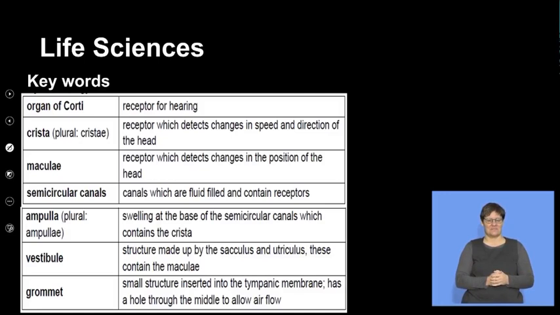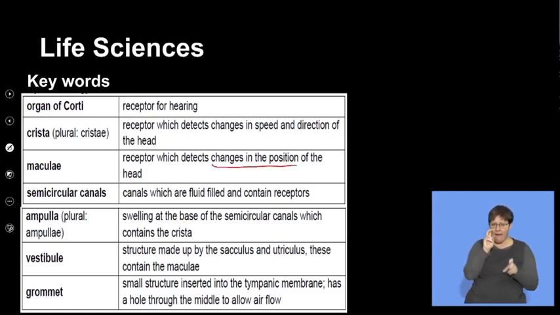So we've got keywords here, important terminology. The organ of Corti, which is a receptor in hearing. We've got the crista, in plural it's called the cristae. These are the receptors that detect the changes in speed and direction of the head. The maculae are also receptors, which detect the changes in position.